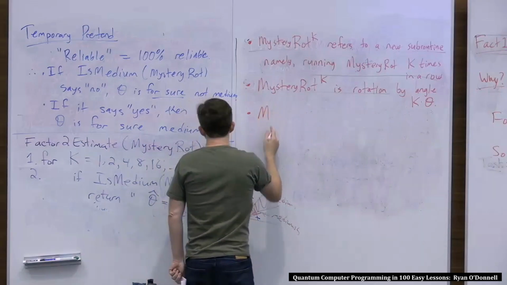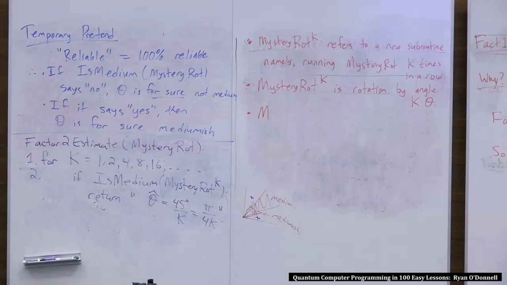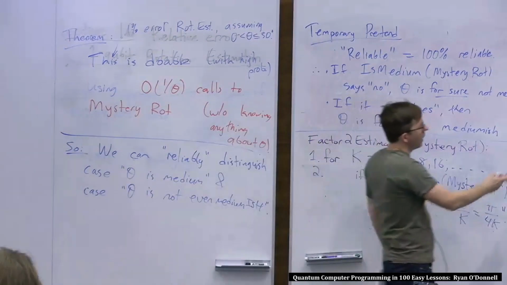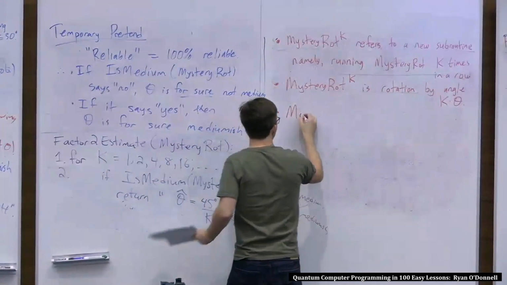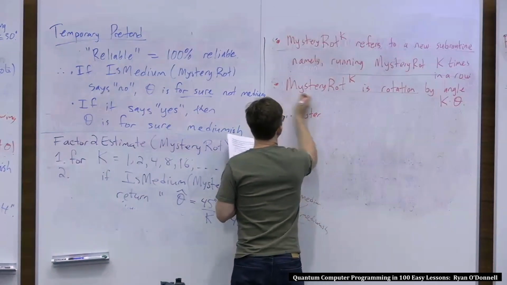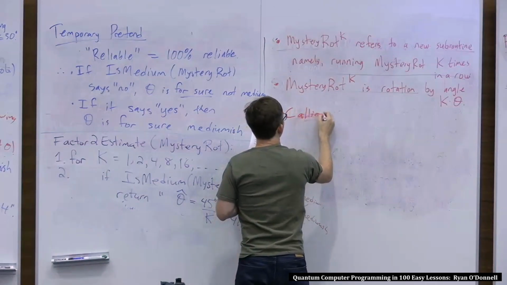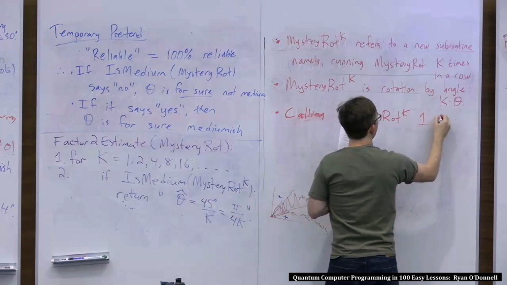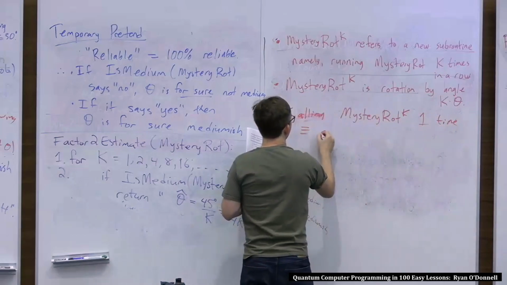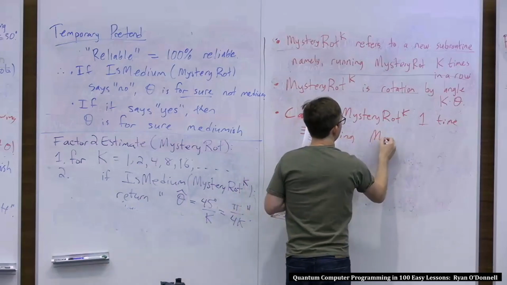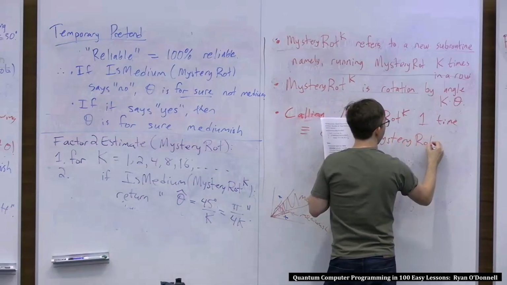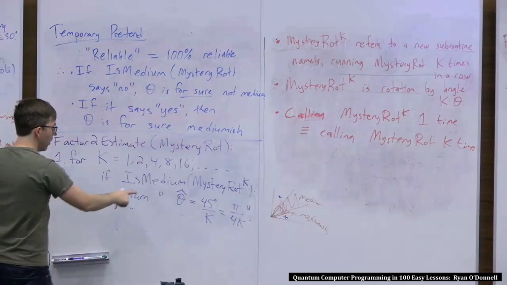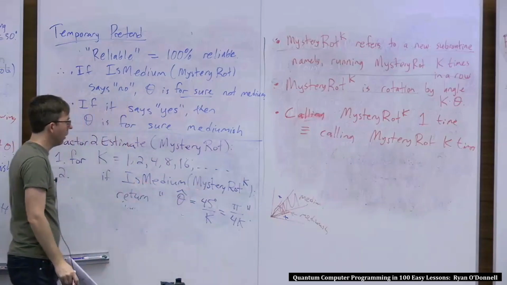And the work that we're eventually counting is how many times mystery rot gets called. If you run it K times in a row, that takes K times. So an important thing to remember is that calling mystery rot to the K one time is equivalent to calling just the input mystery rot K times. So this is for the purposes of counting work. Every time we do this, we have to charge ourselves K calls to mystery rot.